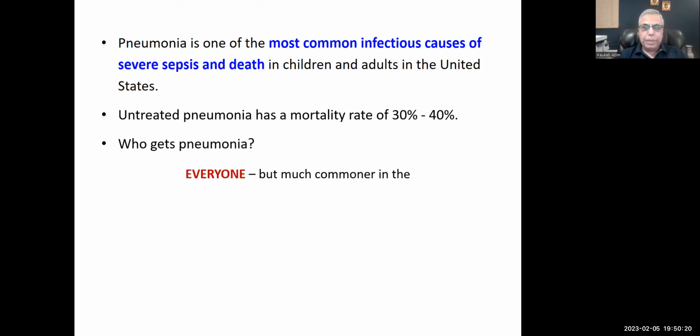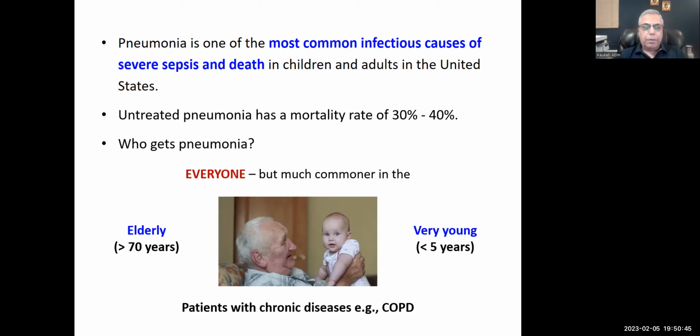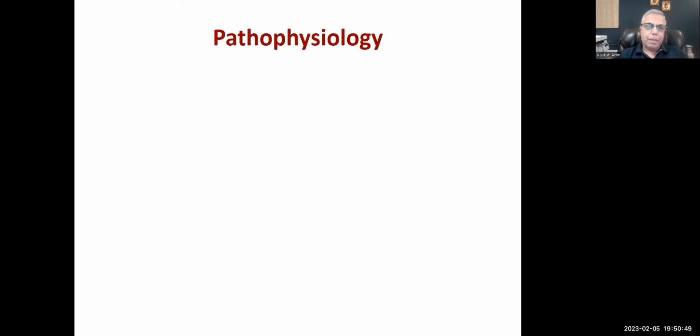So who gets pneumonia? Everyone, but pneumonia is much more common in the extremes of life, like very young or very old people. Okay. So elderly, more than 70 years of age, or very young children, younger than 5 years of age, it's more common. Not that other people don't get it, but it's much more common in these age groups. Okay. And obviously patients with chronic diseases as well, like COPD.